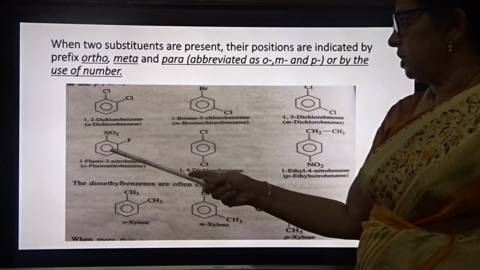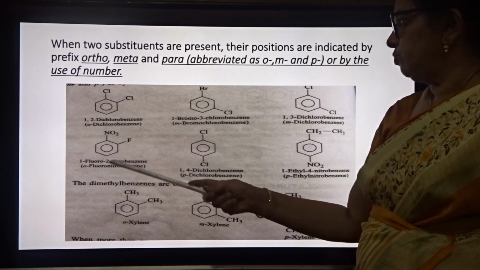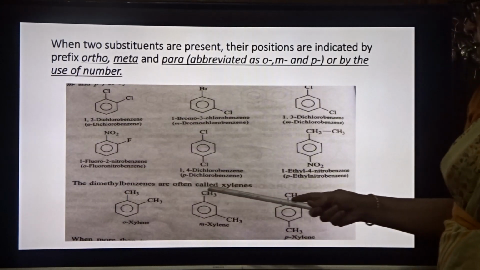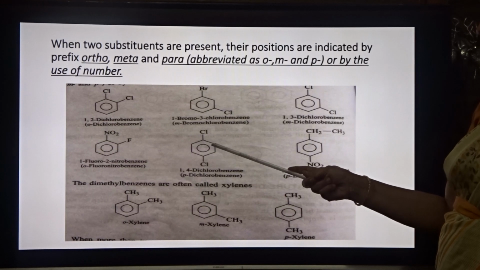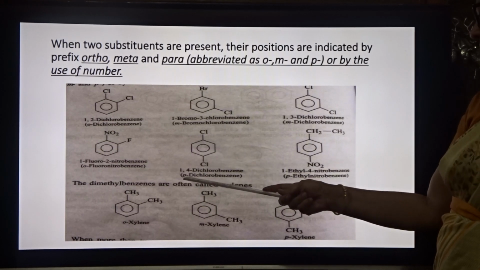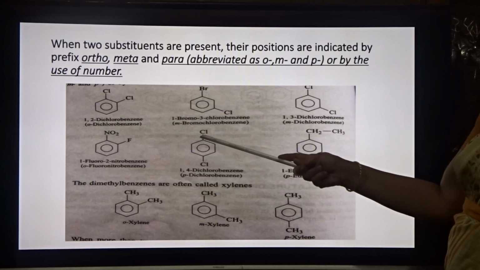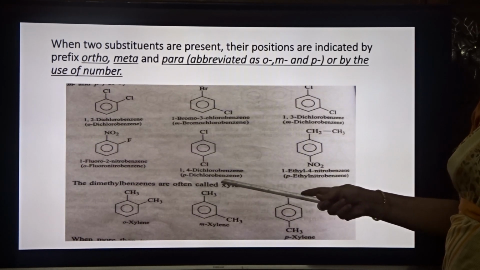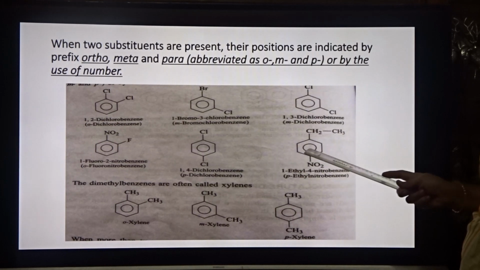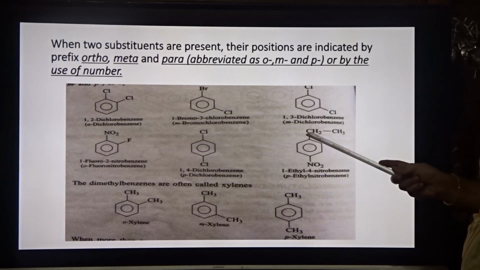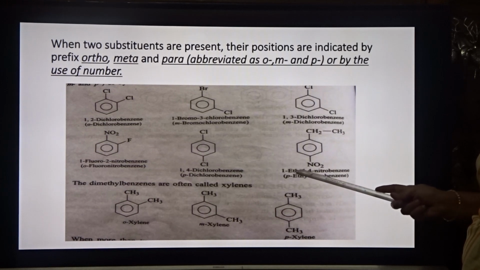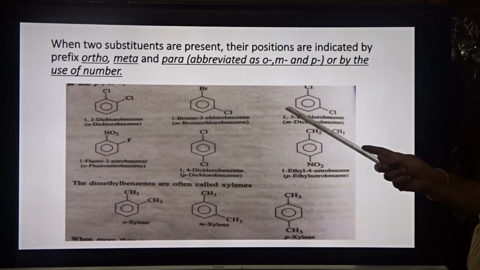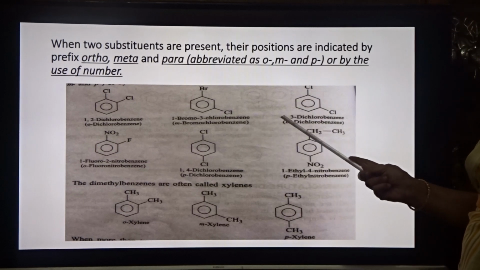1-Fluoro-2-nitrobenzene: they are side by side, so it is ortho, with fluorine in position 1 and a nitro group in position 2. So it is ortho-fluoronitrobenzene. Next is the para position. If there is a gap of two carbons between them, it is para: 1,4-dichlorobenzene, with two chlorine atoms at positions 1 and 4, known as para-dichlorobenzene. Here too, the groups are para, 1-4 position, with an ethyl group at position 1 and a nitro group at position 4, so it is para-ethylnitrobenzene. So 1-2 is ortho, 1-3 is meta, and 1-4 is para.